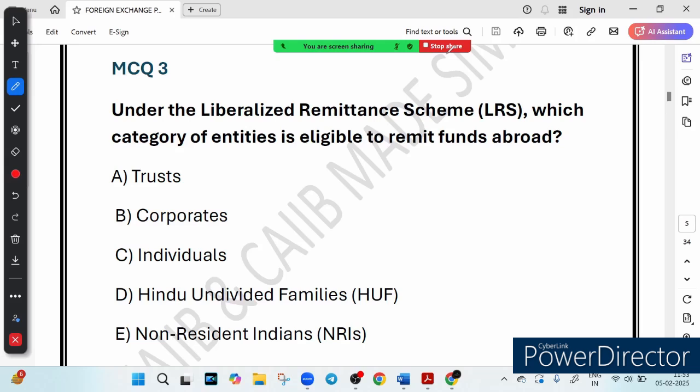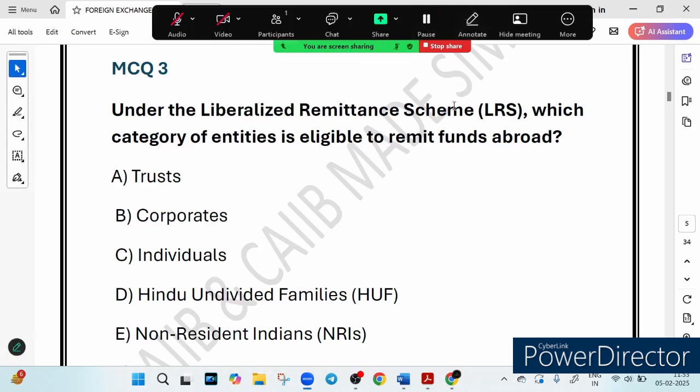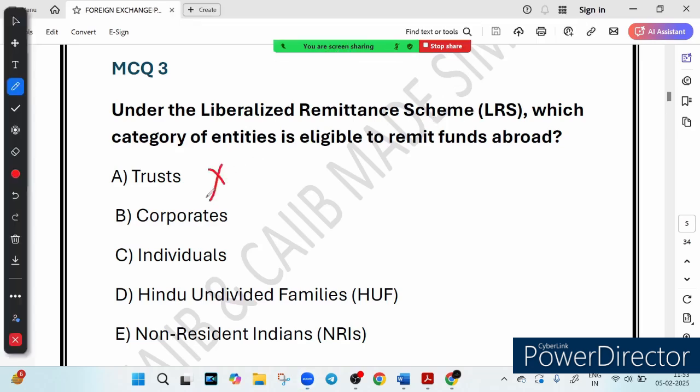Option A says trust. You know, trusts are not eligible under LRS, because the question is asking which is eligible. Why? Because trusts are legal entities formed for charitable, educational or investment purposes. They cannot remit money under LRS. Instead, they need special RBI approval under FEMA regulation. Imagine a charitable trust in India wants to donate money to an NGO in the USA. It cannot use LRS, but must seek RBI approval.